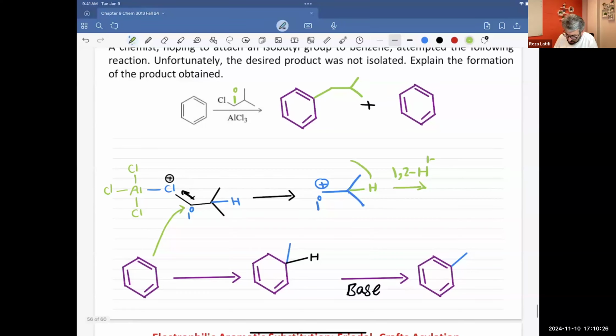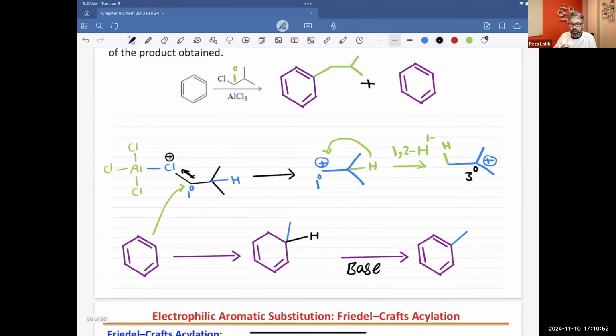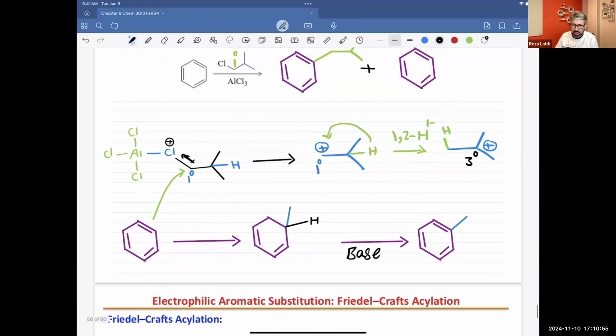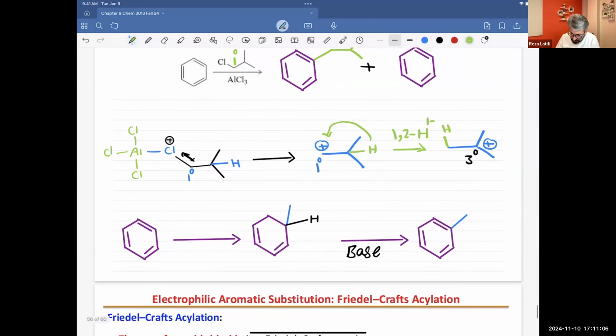And if this happens, if this hydrogen moves here, we will get such a carbocation. So the hydrogen now will be here. And that carbocation now is going to turn into a tertiary carbocation. A tertiary carbocation is more stable than the primary, and that one can be the right electrophile to attack the ring. So if that happened, then I might get this. Okay, so instead of attacking as a primary carbocation, this time we will have a tertiary carbocation.